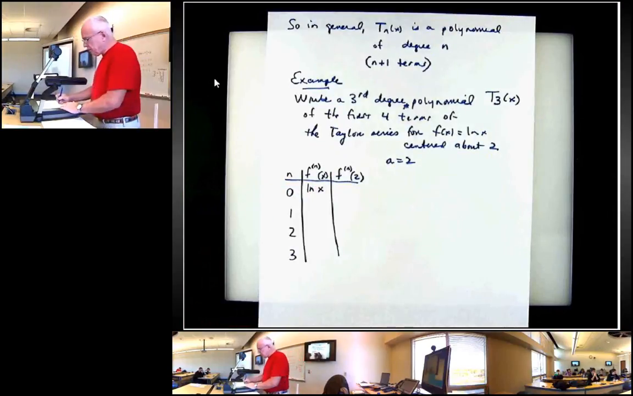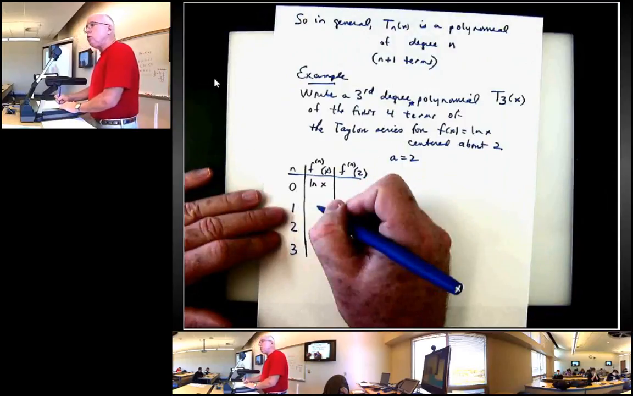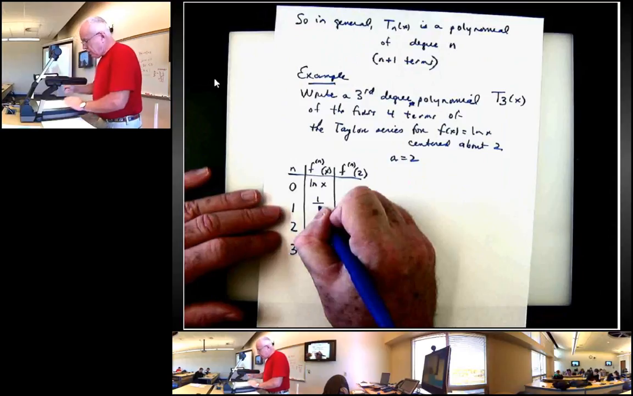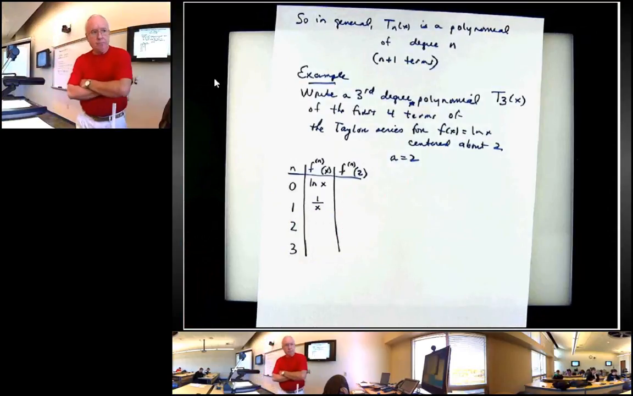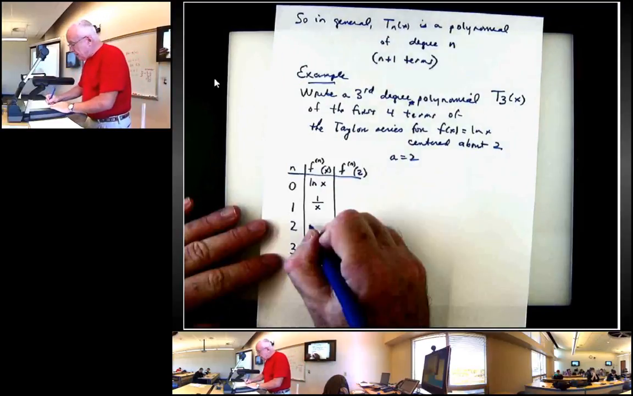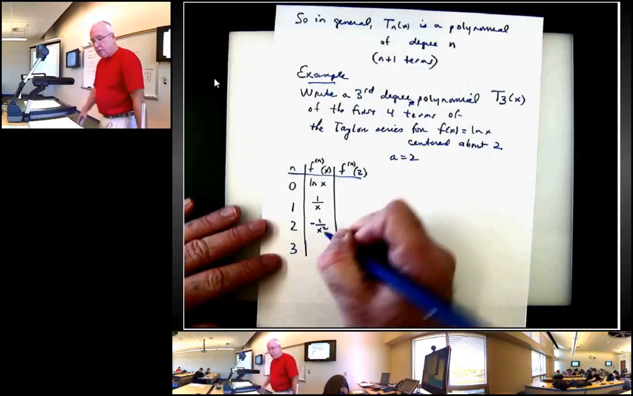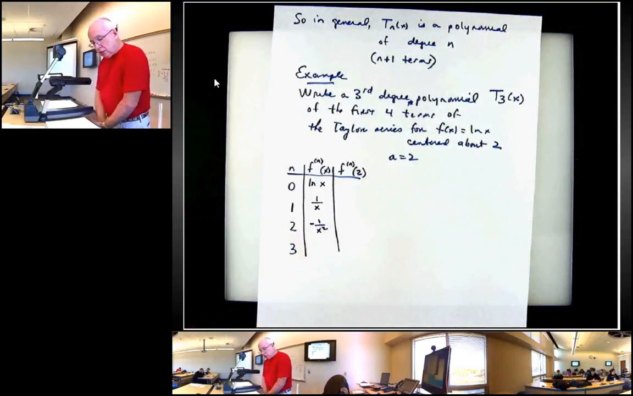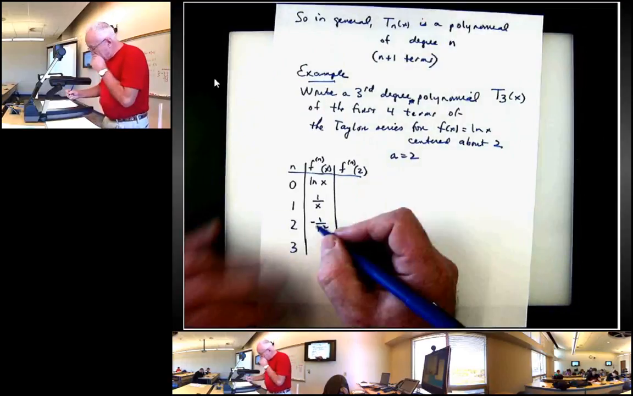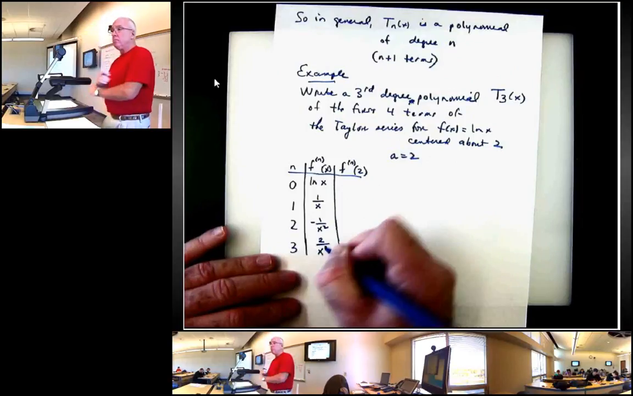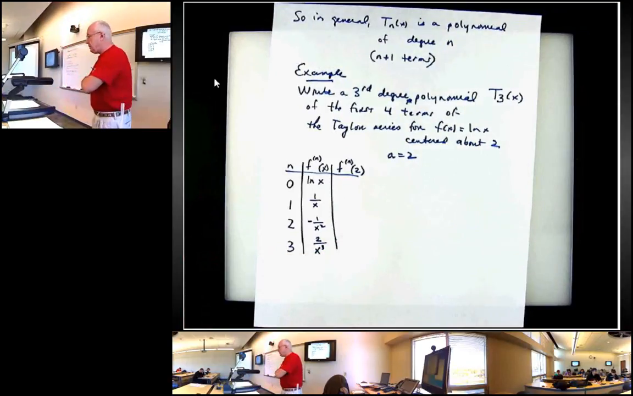Let's go down and do the derivatives first. When n is equal to 1, we're talking about the first derivative. The derivative of the ln of x is going to be 1 over x. And then let's go on to the second derivative. The derivative of 1 over x is minus 1 over x squared. And the third derivative of minus 1 over x squared is going to be 2 over x to the third power, right? So the powers will keep decreasing.